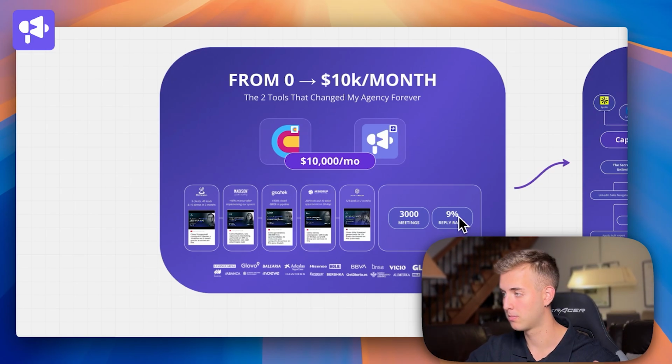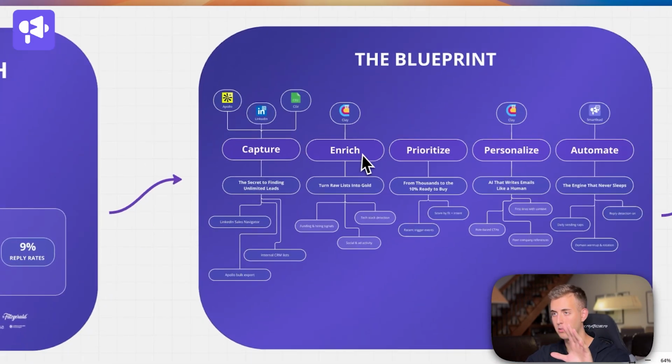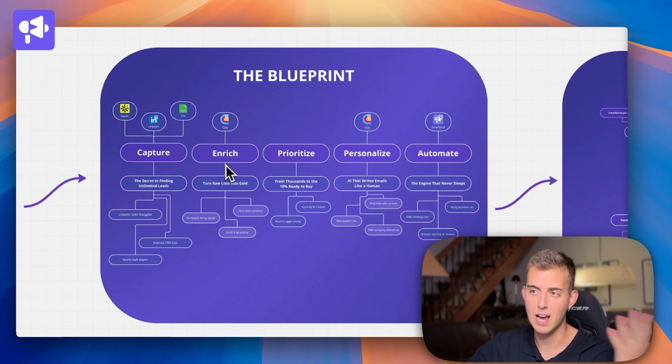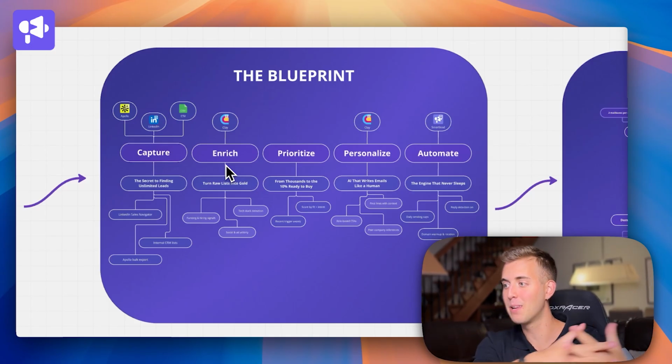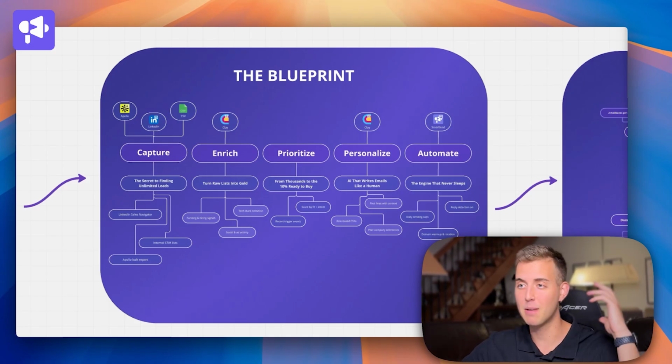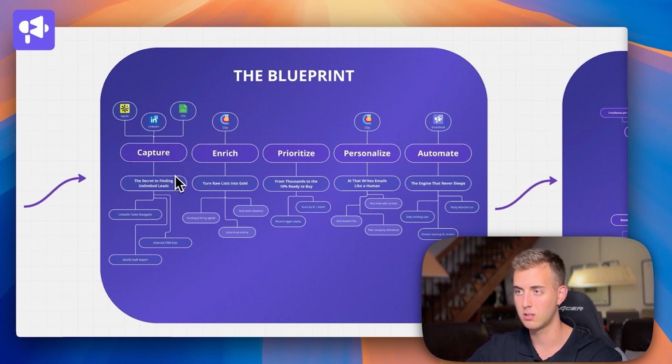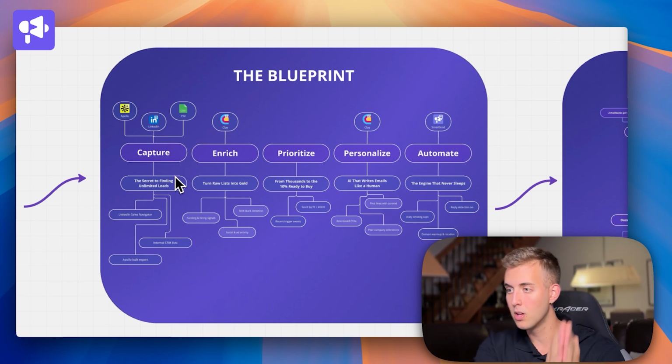So this is the index of the blueprint, and it's not about sending more emails, because everybody says just send more emails. Yeah, but let's talk about what that really means. This is about building a process that turns data into real opportunities. That's the main thing that we need to focus on.